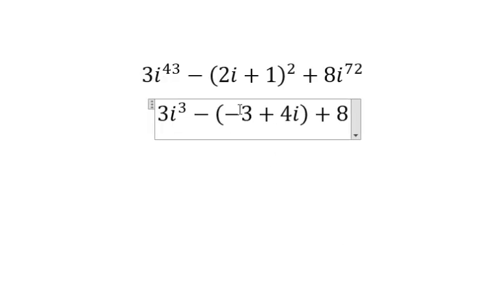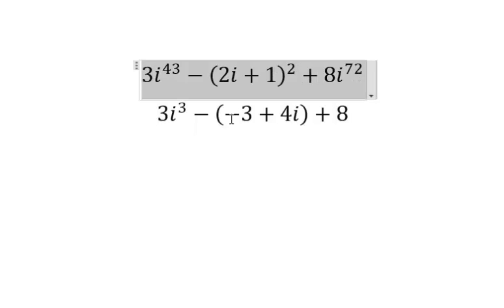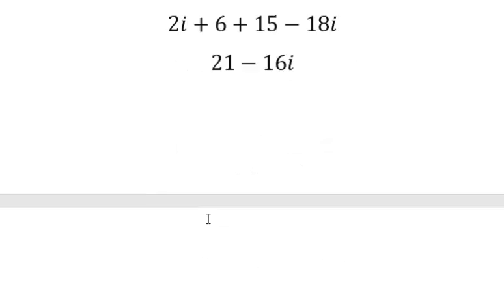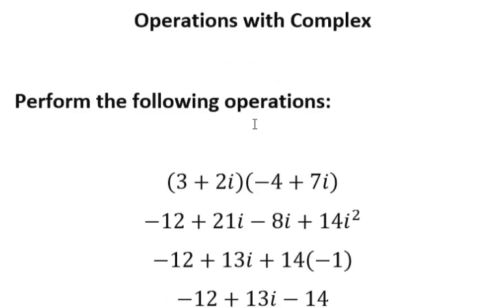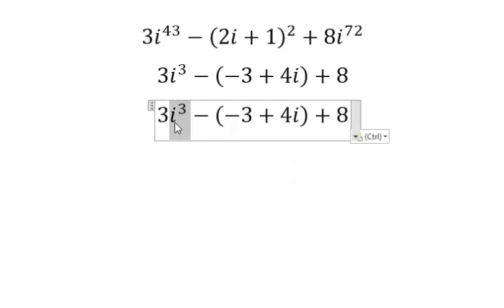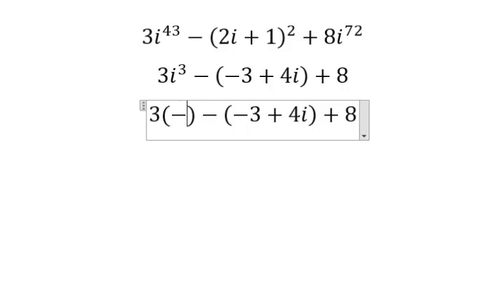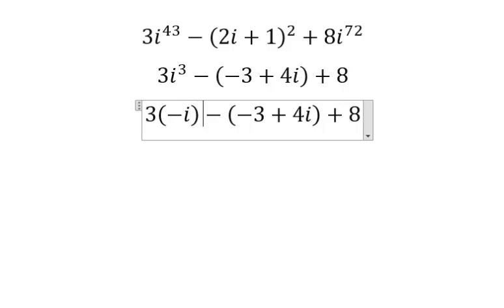Okay, so that's basically what I have so far. Now this part is kind of simple, like it's easier than what we had before. i to the power of 3 is negative i. Okay, those of us who have worked with complex numbers need to remember that i to the power of 3, or i raised to 3, is negative i. So I'm going to put minus i in there. Okay.